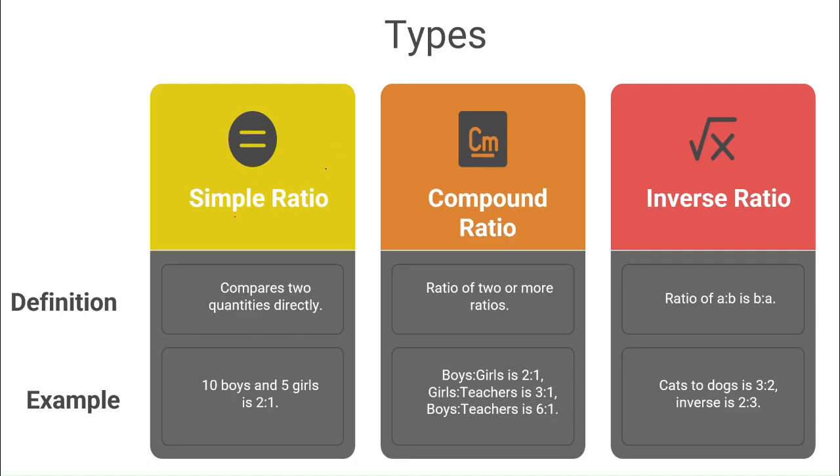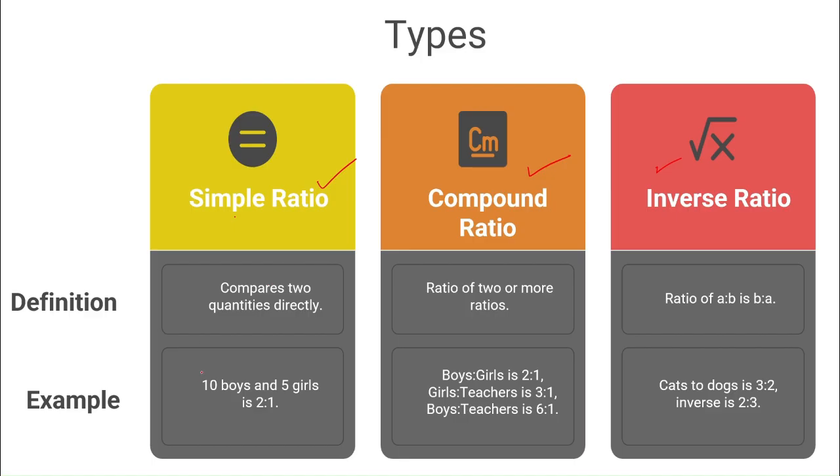Yes, since you have gone through what a ratio is and how you express it, now let's go to the next level: what types are there, how many types of ratios are there. Majorly I would say two types are there, one is simple ratio and the other one is compound ratio. The inverse ratio is nothing but reversing what you have in a simple ratio. So let's concentrate more on simple ratio and compound ratio.